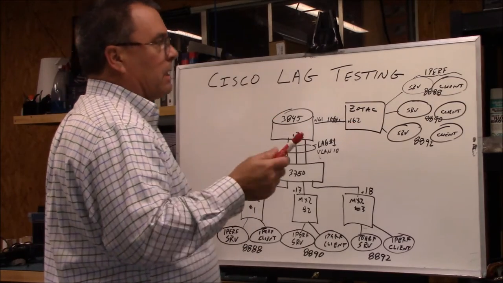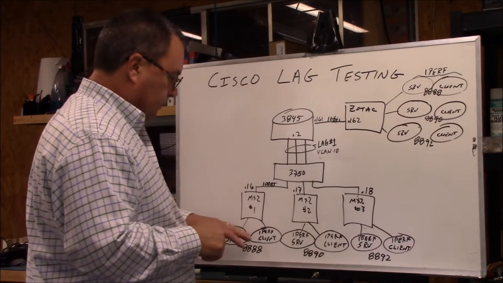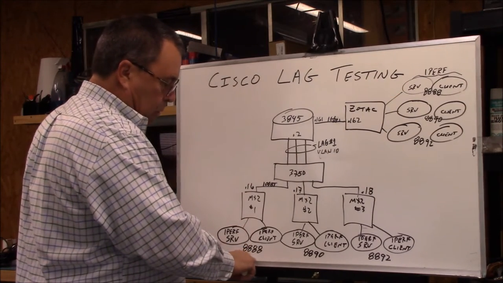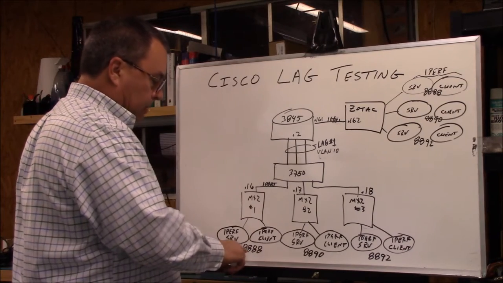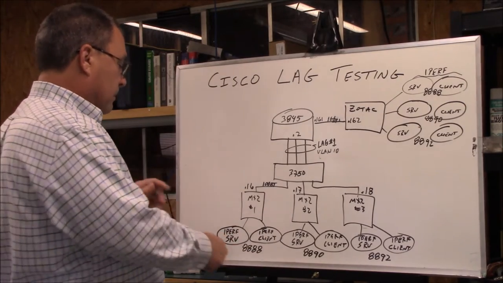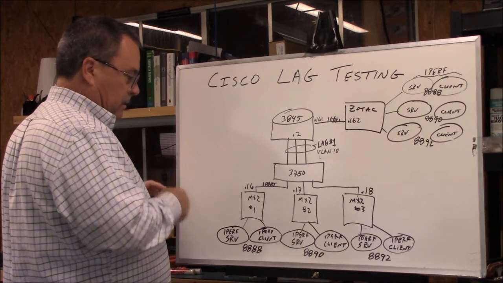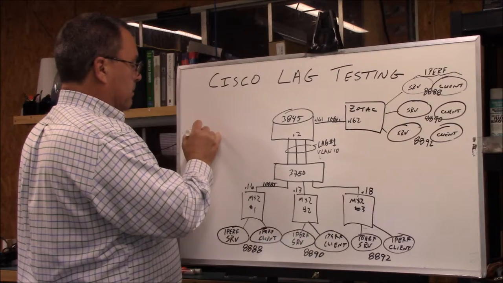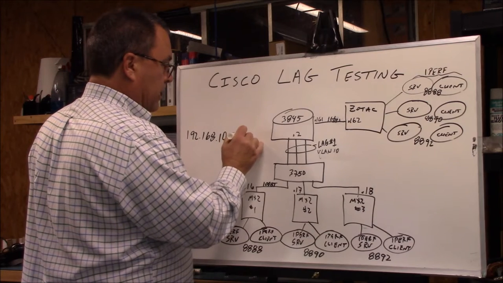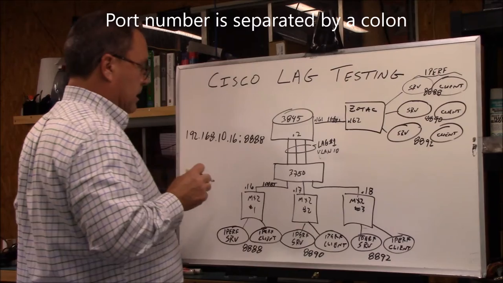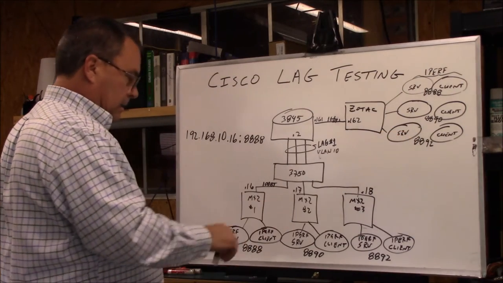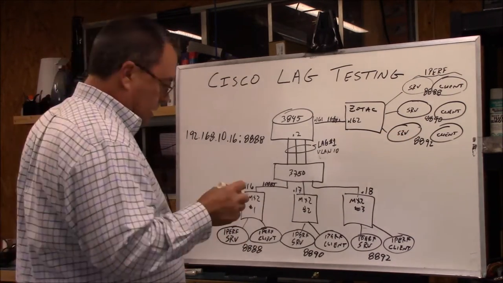So what's going to happen is we're going to fire off from a client to a server on each one. These numbers down here are the port numbers it's running on. A socket is an IP address and port combination. For example, this MX2 right here has IP 192.168.10.16 and port 8888. Here are the port numbers for these guys, and I matched them up so I could group them together.